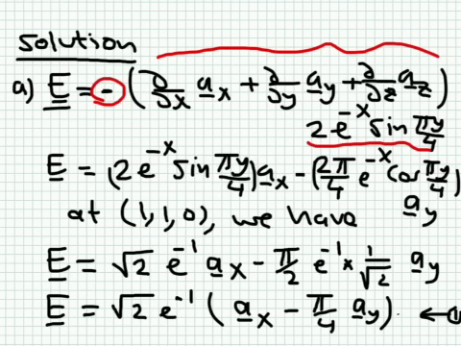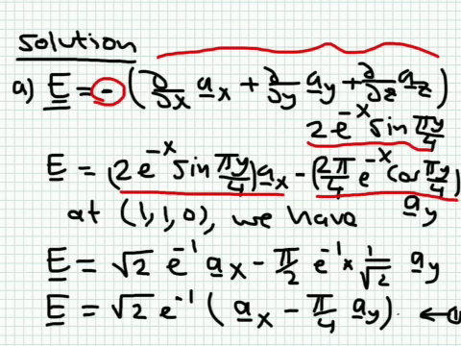If you differentiate e to the minus x relative to x, you get minus e to the minus x. And this will cancel out with the negative sign outside, so you end up with this component. If you differentiate sine pi over 4, you get pi over 4 cosine pi over 4, and this gives you this term here. So this is an expression for the electric field at any point in space using this scalar potential. This is a voltage difference that we talk about in our electric circuits.